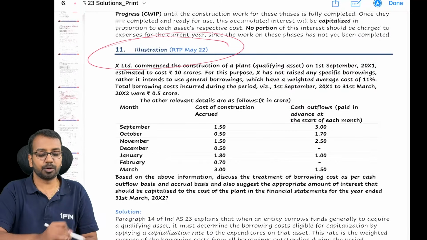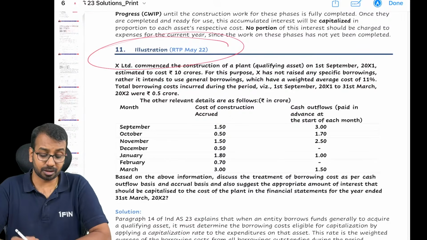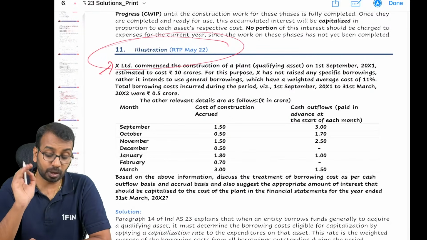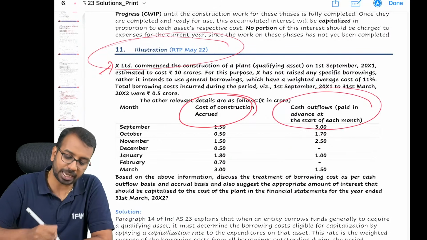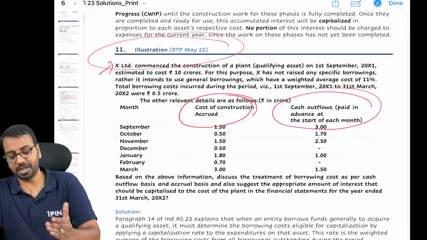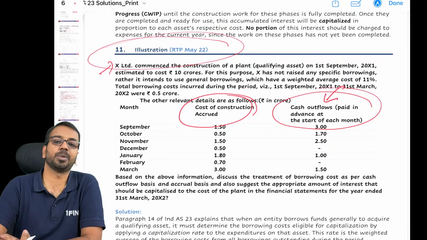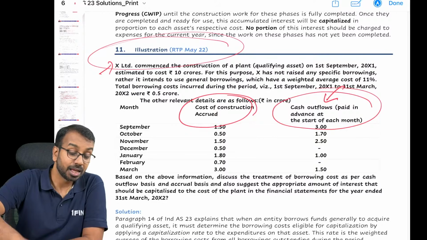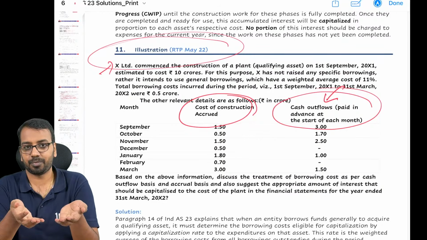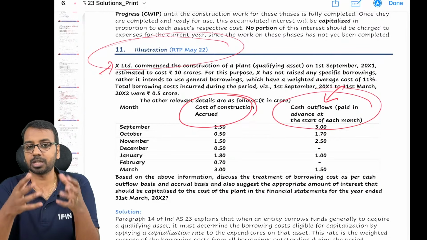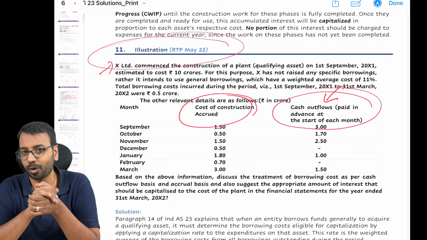Then there was this question on RTP. Pretty interesting question, to be frank. Here the thing that you have to keep in mind is whether we should do it on accrual basis or cash outflow basis. After a lot of deliberation and discussion, they have given a conclusion that it has to be based on cash outflow basis, because I will incur expenditure when there is a cash outflow. I will incur borrowing cost when there is a cash outflow. If there is no cash outflow, I will not incur any borrowing cost.